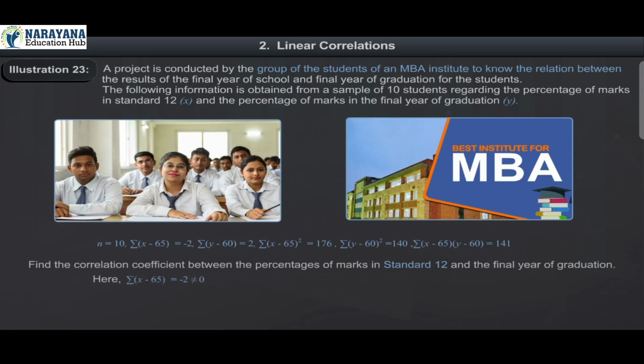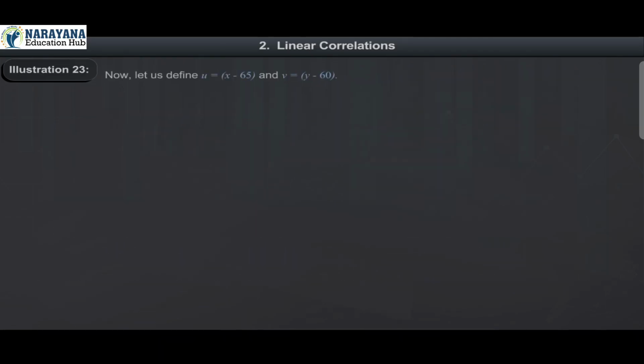Here, sigma (x minus 65) is equal to minus 2, which is not equal to 0. Therefore, A is equal to 65. Sigma (y minus 60) is equal to 2, which is not equal to 0. Therefore, B is equal to 60. Here the sum of deviations is not 0. So 65 is not equal to x bar and 60 is not equal to y bar.